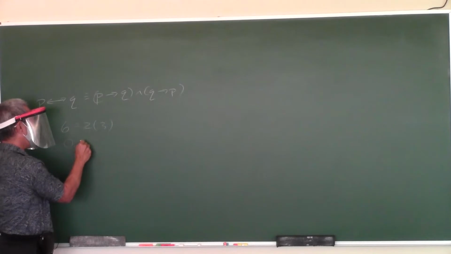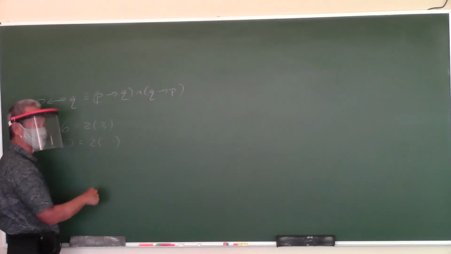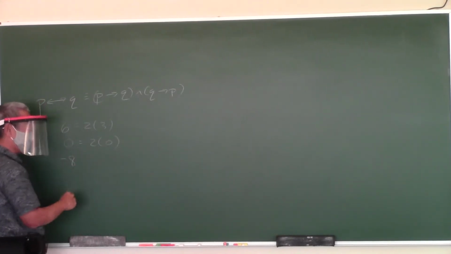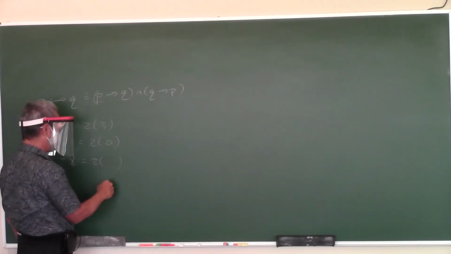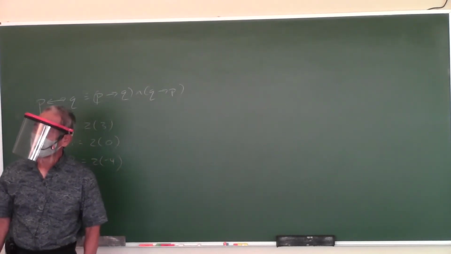Is 0 an even number? Yes. Why? Because it's 2 times an integer. And what is the integer? 0. That's right. Is negative 8 an even number? Yes, because it's equal to 2 times an integer, and that integer is negative 4. That's the definition.